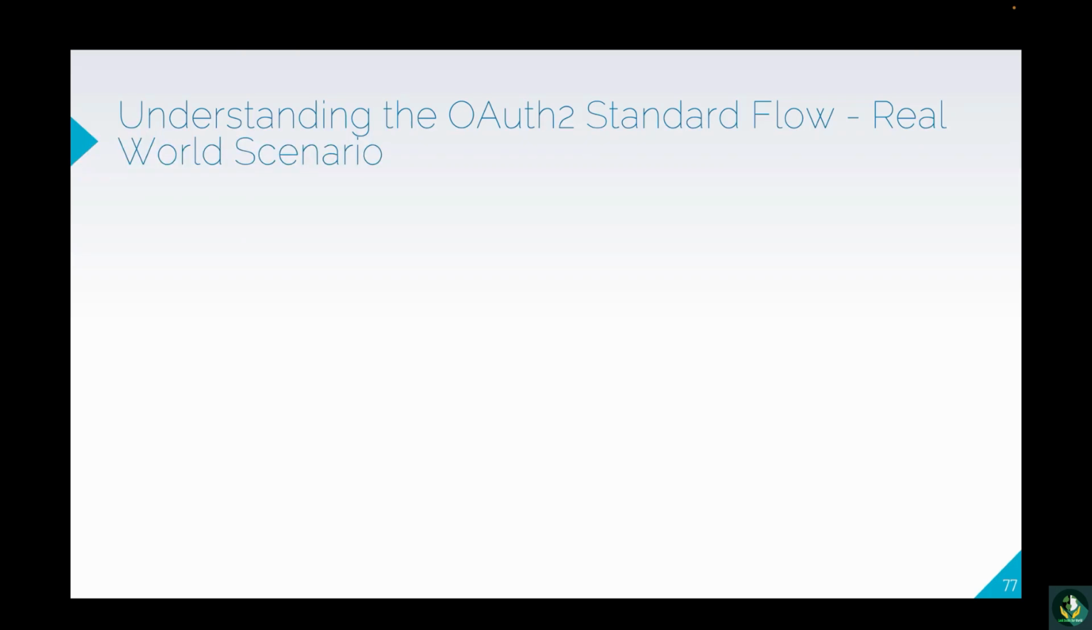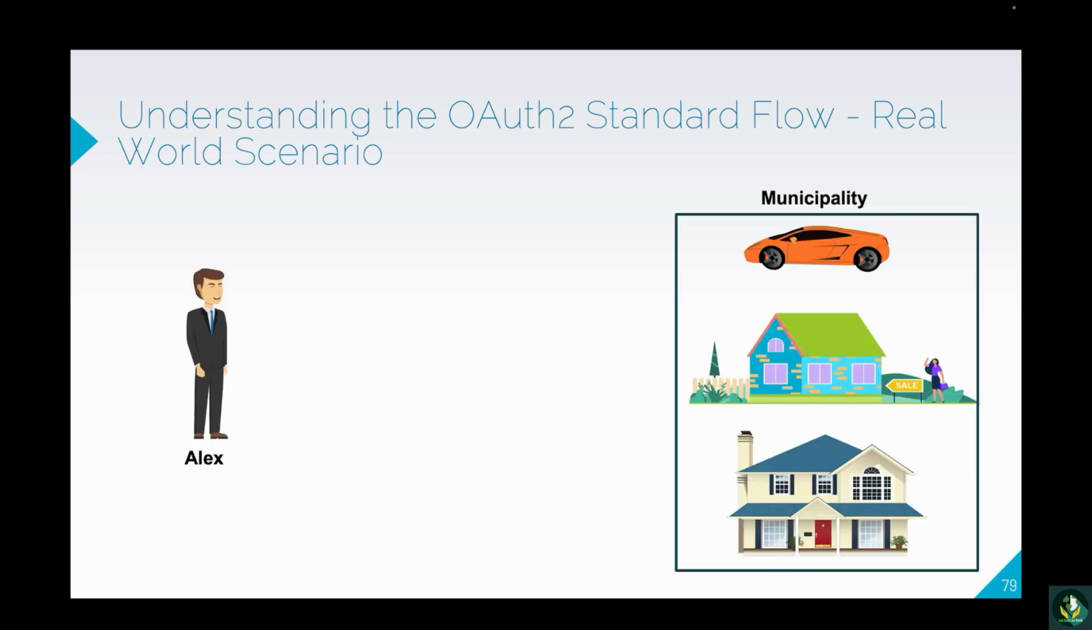To understand how the standard OAuth 2 flow works, let's start with a real-world scenario about Alex's vacation. We will then map the characters and the flow to the technical roles and the processes in OAuth 2. Meet Alex, a vacation-loving adventurer who enjoys traveling to various destinations and discovering the world. Alex is thrilled because he's about to embark on a 6-month vacation to Thailand. But there is a challenge.